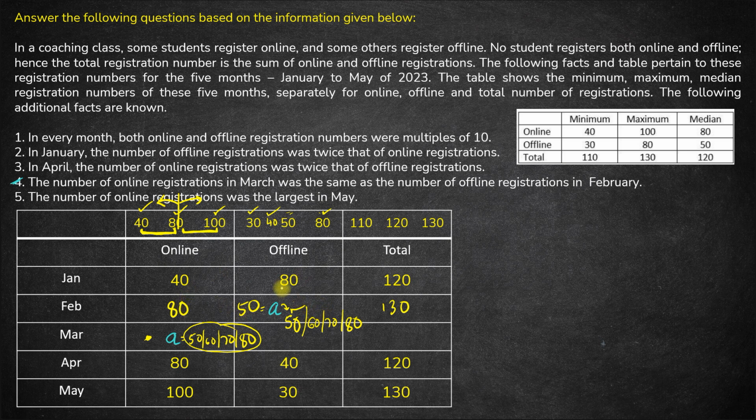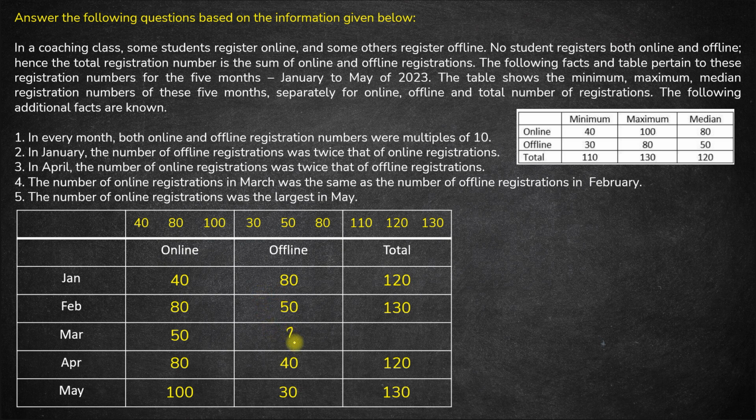80 plus 60 will give you 140, which is not possible. A sum of more than 130 is not possible. So if 80 is there, the only possible way here is 50. That means A is 50. So if A is 50, this becomes 80, and 80 plus 50 becomes 130.